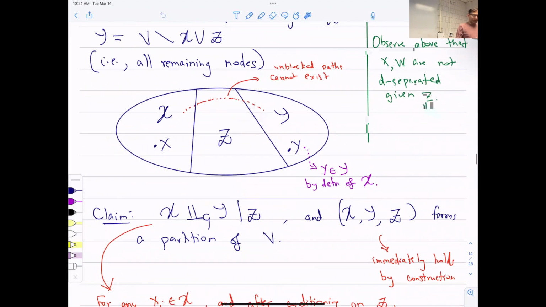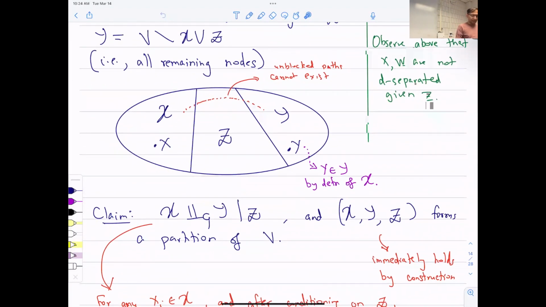So the claim here is that this and this are d-separated given this. That's the first claim. The second claim is these three form a partition. Forming the partition is trivial by construction. The only thing that we need to argue is that these are d-separated.